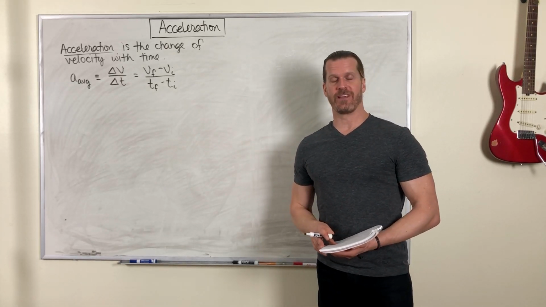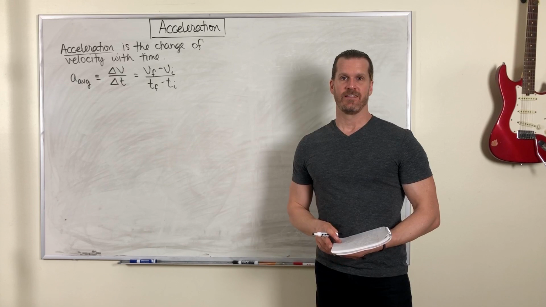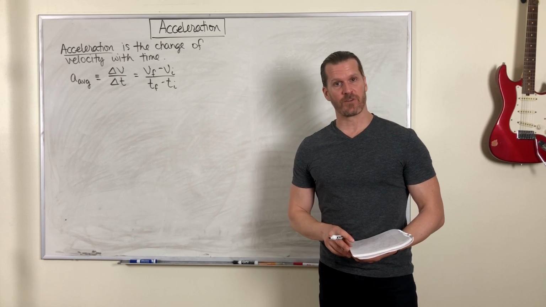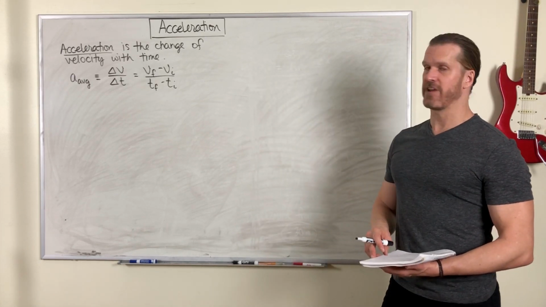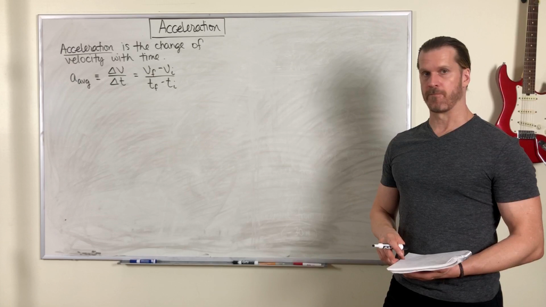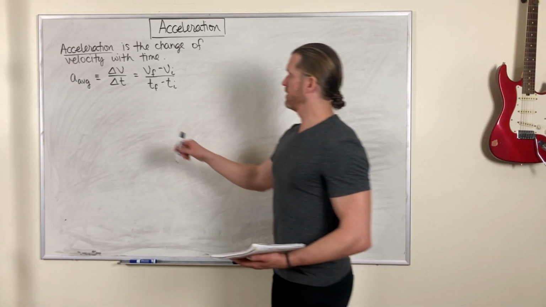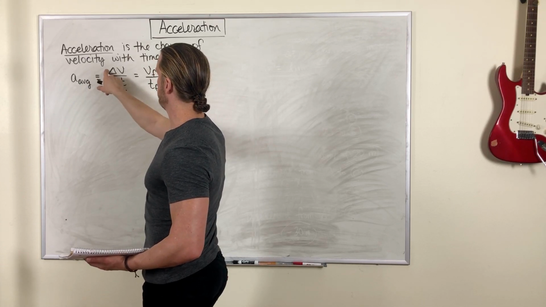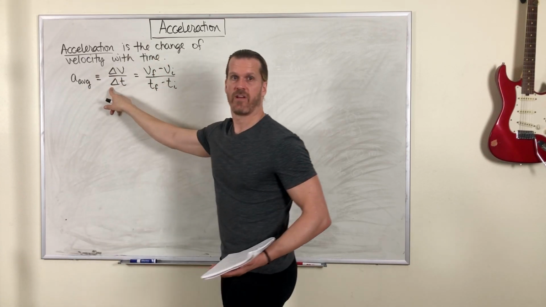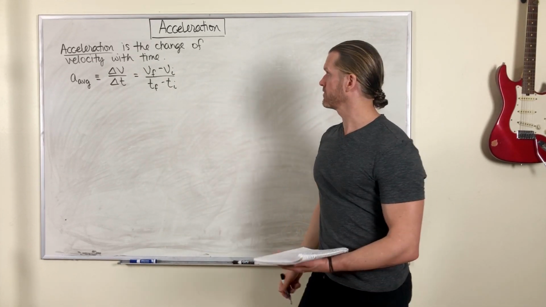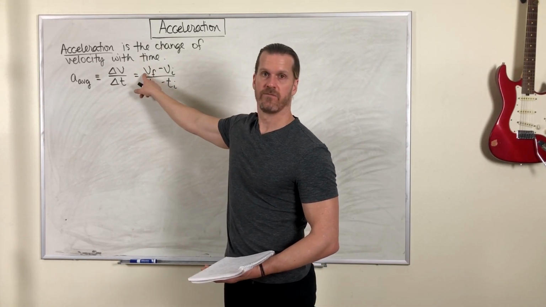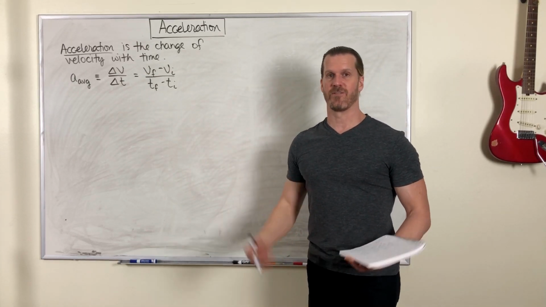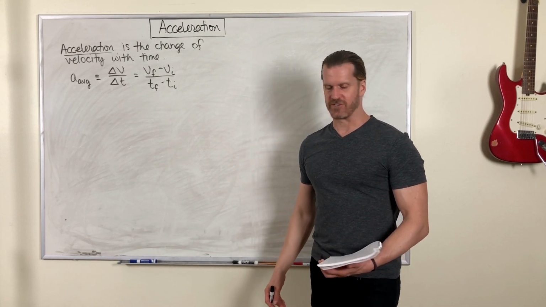Okay, here's the third and last quantity we need to be able to begin describing motion. This quantity is acceleration. Acceleration is the change of velocity with time. So, average acceleration is defined as change in velocity divided by time, or delta V over delta T, which means V final minus V initial over T final minus T initial for some initial and final situation.